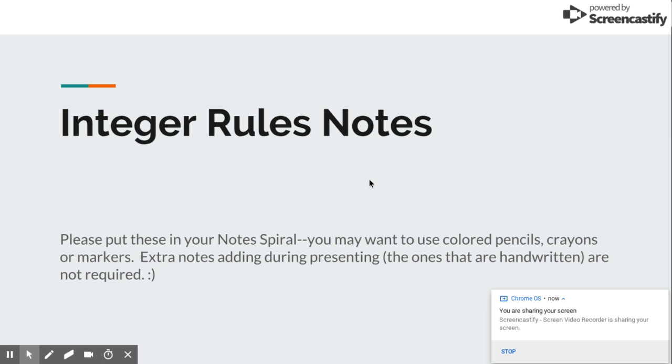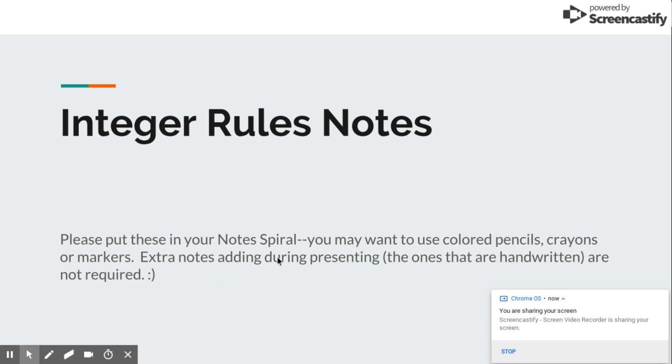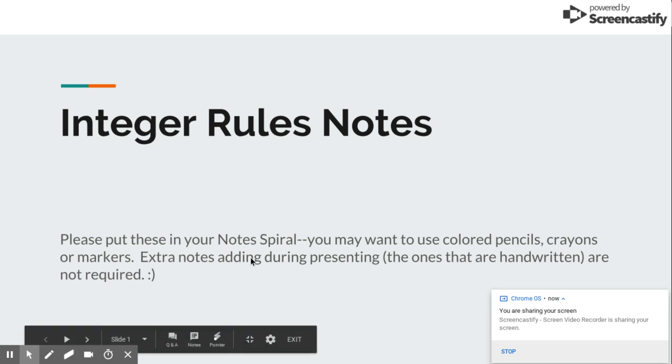These are designed for you to take notes with, and you can pause at any time. So please put these notes in your note spiral, and you may want to use colored pencils, crayons, or markers, and so on, because you can do that as well when you pause. And make sure that you write down everything on the PowerPoint, except when I handwrite something that is just denoting something. You do not have to write that down.